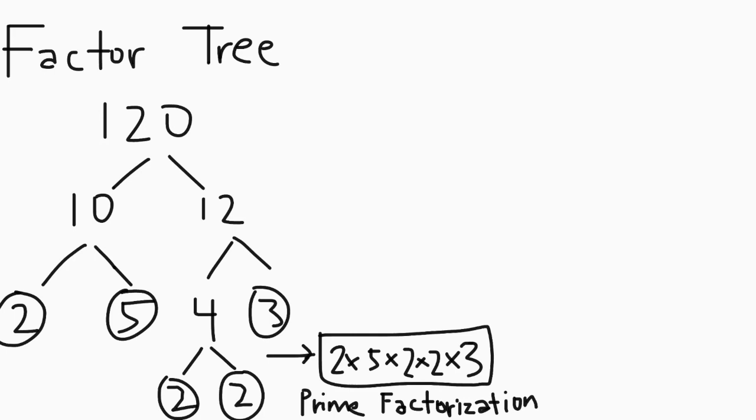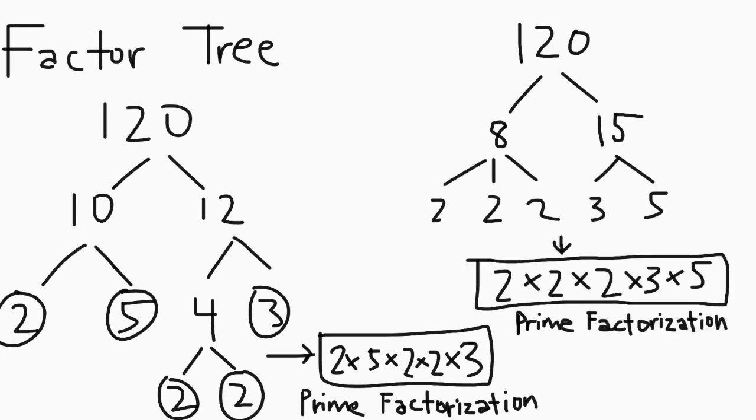Notice that we could have done this in multiple ways. For example, I could have started by splitting 120 into 8 and 15 first. This is completely fine. Remember that by the fundamental theorem of arithmetic, you'll always end up with the same prime factorization in the end. So 8 can be split into 2, 2, and 2, while 15 can be split into 3 and 5. And we can see that the prime factorization is exactly the same.